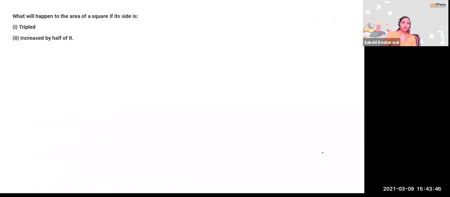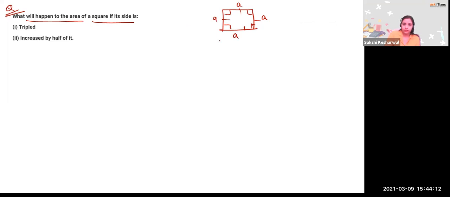Okay, so now let's do this question. What does the question say over here? What will happen to the area of the square if the side is tripled and if the side is increased by half of it, right? So let's take this as a square, right? Its side is A. This is a square, right or not? So these sides are equal, right? So the original area is A and A. So the original area is equal to how much, beta? A into A, right or not? Which is equal to A square, right?